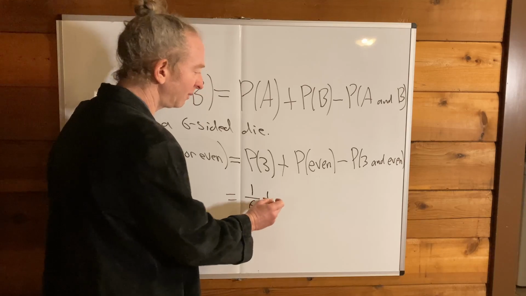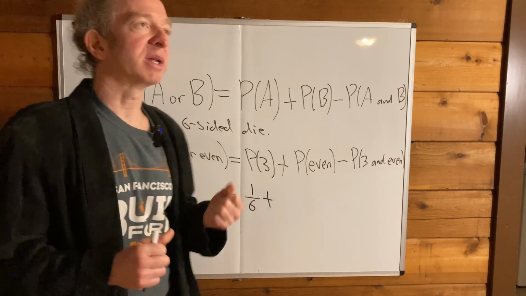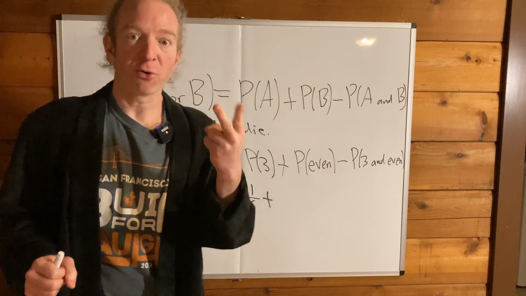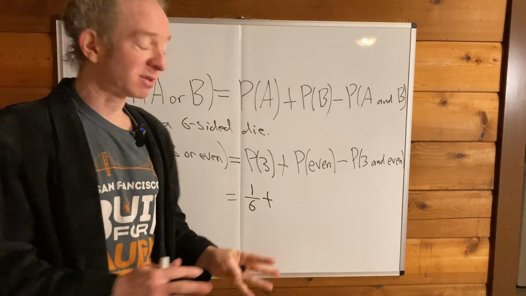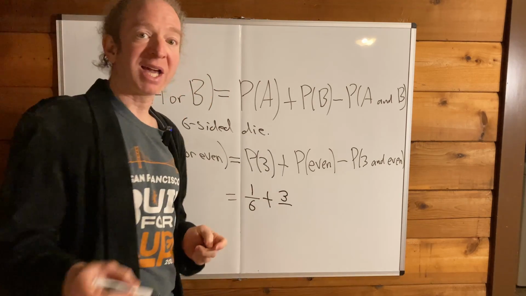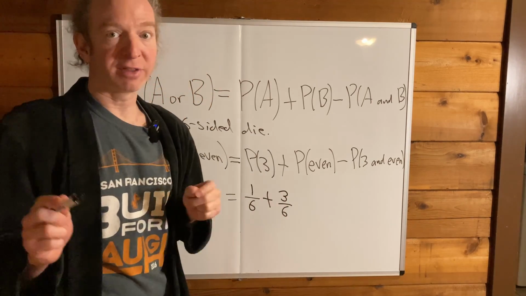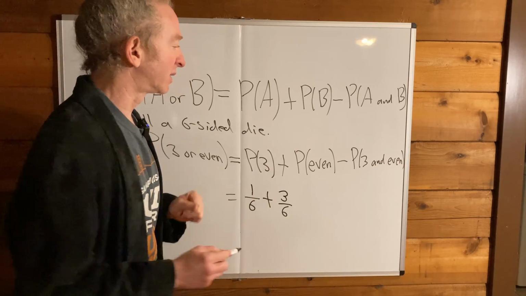Plus, we want the probability of an even number. So what are the even numbers between 1 and 6? That'd be 2, 4, and 6. So there's 3 even numbers between 1 and 6. So there's 3 ways for the die to land on an even number, and there are 6 ways for the die to land. So 3 over 6.